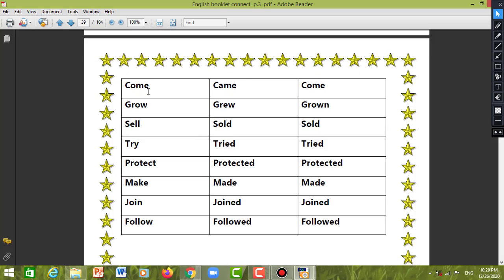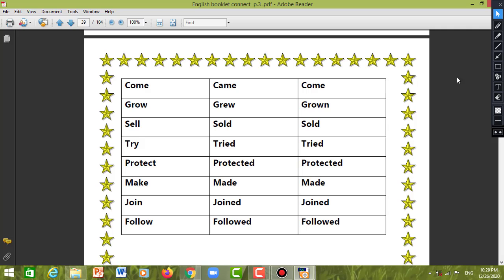They are come, came, come; grow, grew, grown; sell, sold, sold; try, tried, tried. All of these verbs after try we put ed. Protect, protected, protected. They are regular verbs. We just put ed to make the past participle. And here make, made, made, it's irregular. Join, joined, joined; follow, followed, followed.